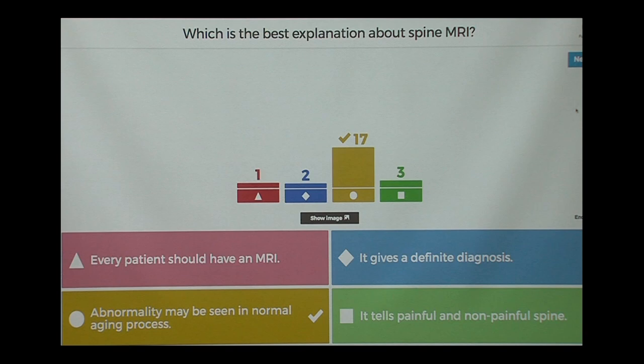So we don't need to take an MRI for everyone. As I told you, there is a normal aging process, so we don't need it. Sometimes a patient in the clinic, when I ask what's the problem, says, oh, I have an MRI for the disc degeneration, I have a facet arthritis. But I want to hear where the pain is and what kind of pain, those things. We don't treat the MRI finding. Also, the diagnosis is based on the history and the physical exam, and MRI is just a kind of information. And because normal people have abnormalities, it doesn't differentiate the painful and non-painful spine.